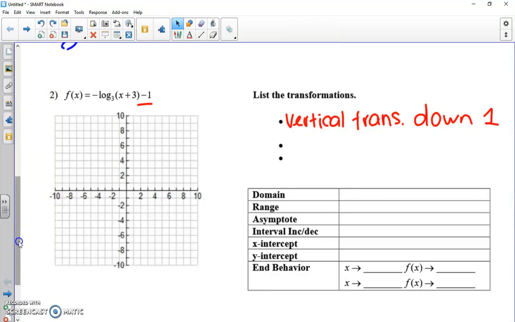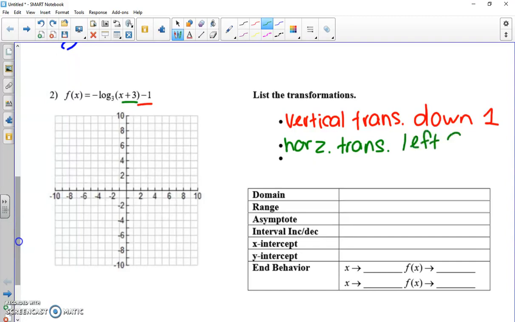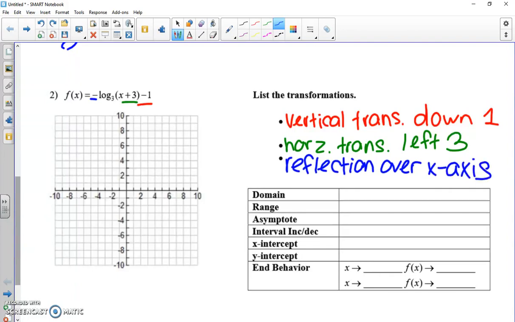Inside, remember, inside with the x is going to be left or right, and you would think a plus would go right, but really we flip our x's, so it's really going to be left. So that's a horizontal translation left 3. All right, and then the last thing is the negative in the front, and remember, a negative in the front means a reflection over the x-axis. Okay?